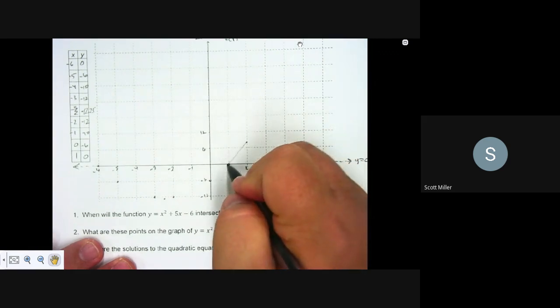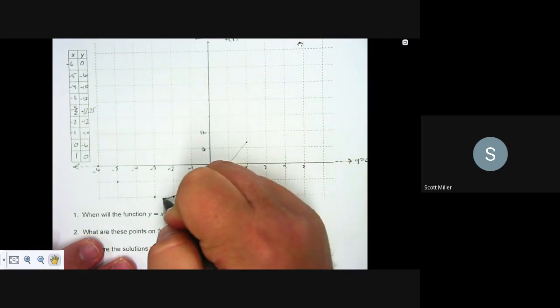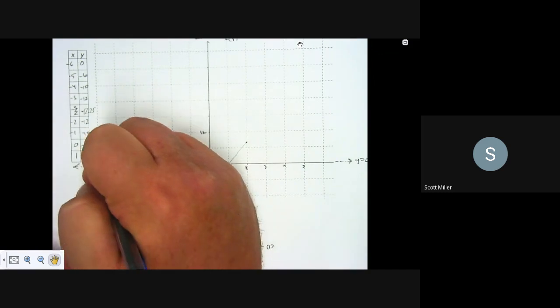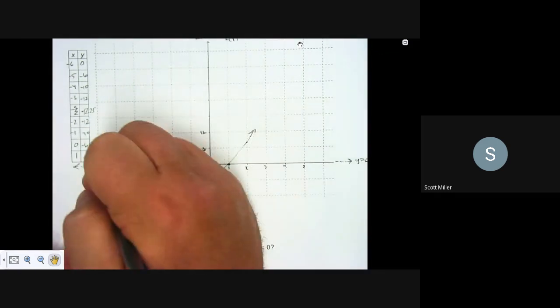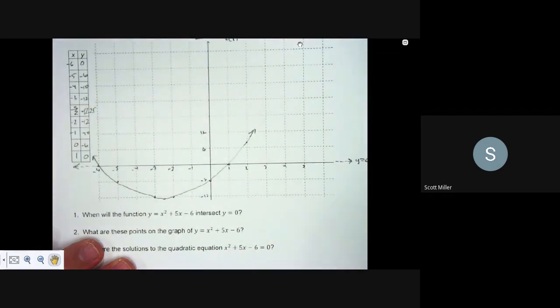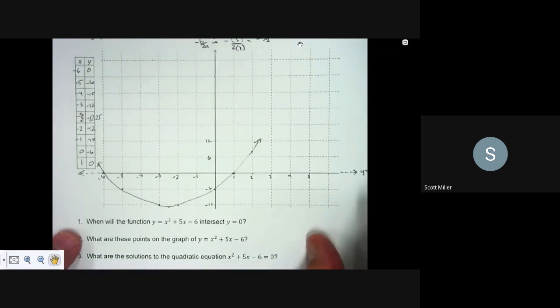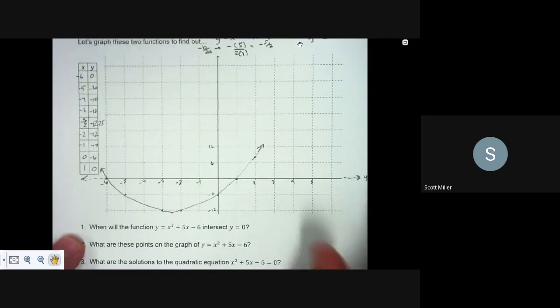It's coming down like so, then coming off over here. And it just keeps on going in that fashion. What's important for this picture, though, is when does it cross? When do these two functions cross each other?